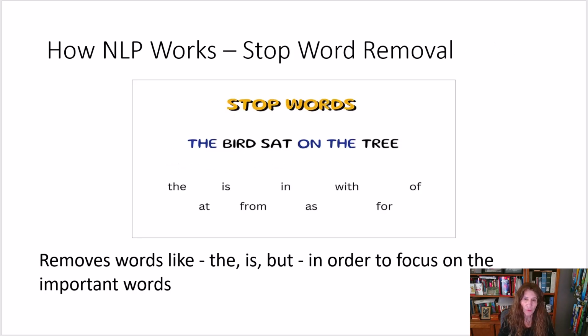Stop word removal. This refers to removing unimportant words so that we can focus on the important words. Stop words are words like the, is, but. So here in this sentence, the bird sat on the tree, we would remove the word the and the word on. So we have left bird sat tree. These are the meaningful words that we're going to be dealing with.